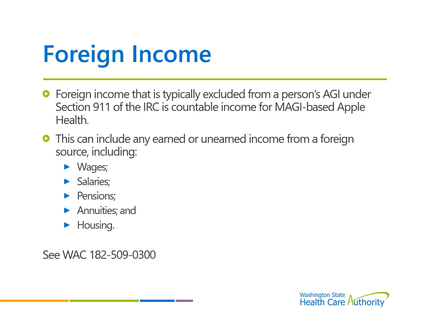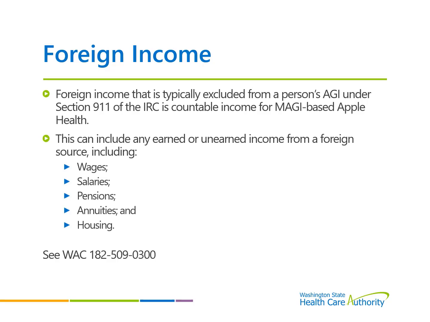Foreign income. What is foreign income? Foreign income is income that is typically excluded from a person's AGI under Section 911 of the Internal Revenue Code, but is countable income for MAGI-based Apple Health. This can include any earned or unearned income from a foreign source, including wages, salaries, pensions, annuities, and housing.